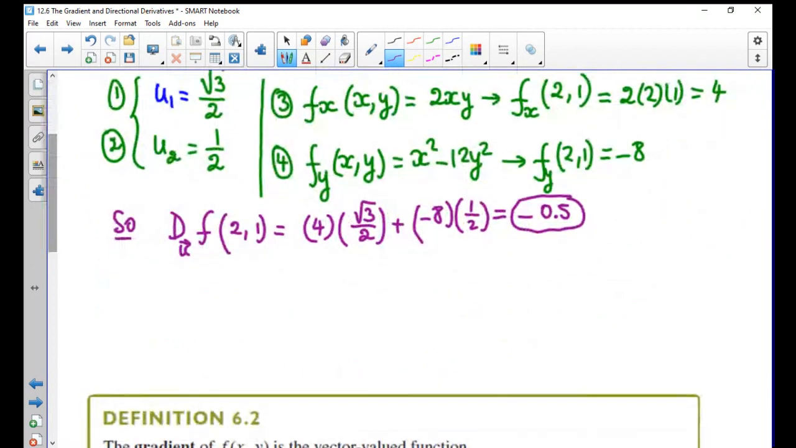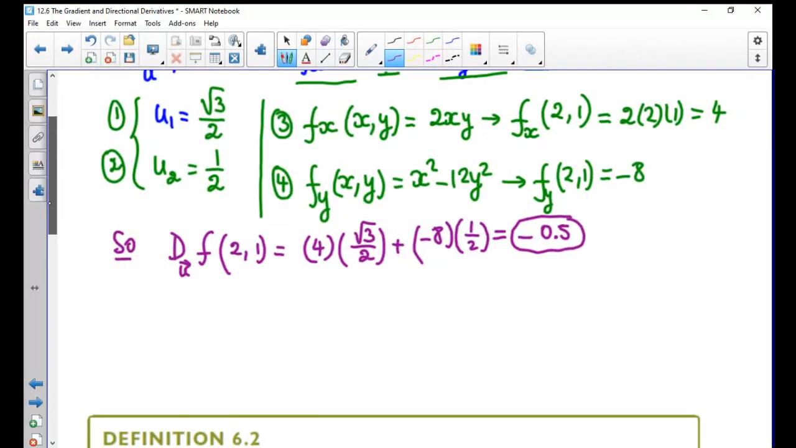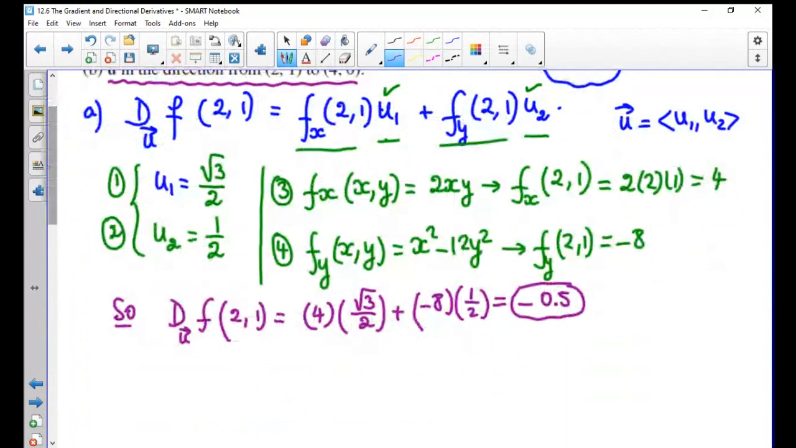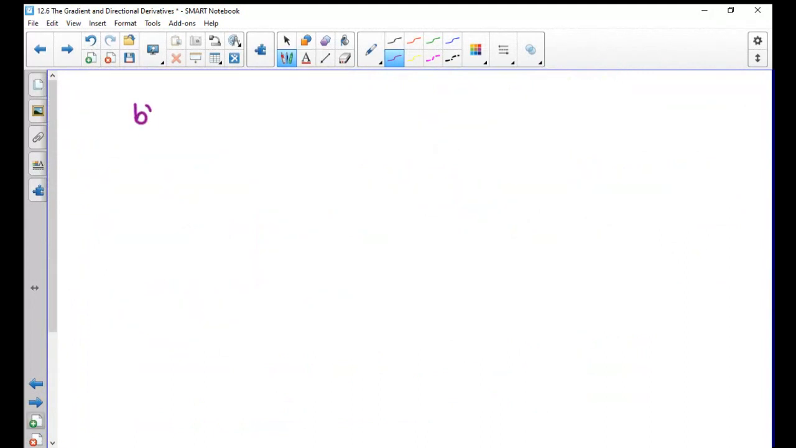Now, I want to do part B. Part B, I want the derivative of the function in the direction from the point 2, 1 to the point 4, 0. So part B, now, from 2, 1 to the point 4, 0.